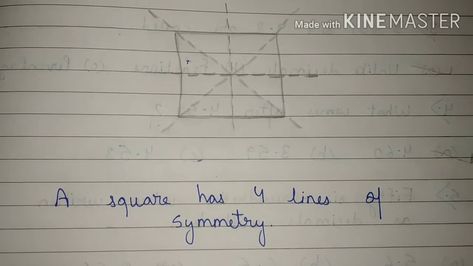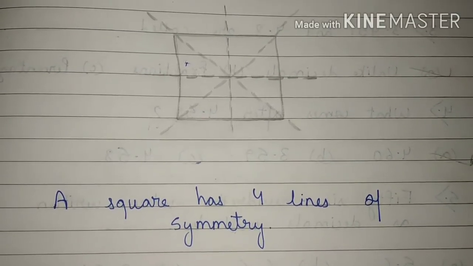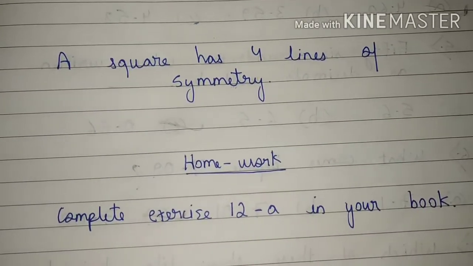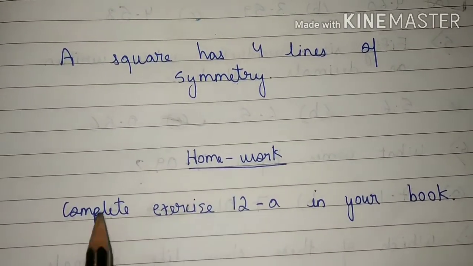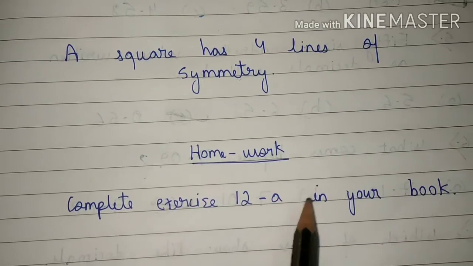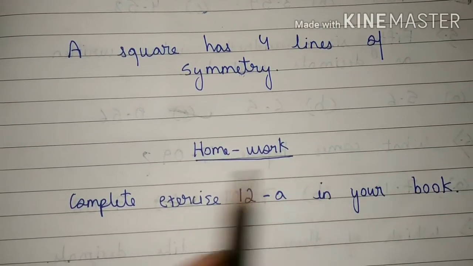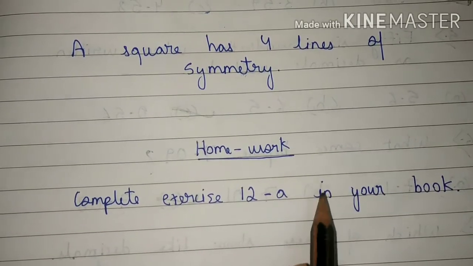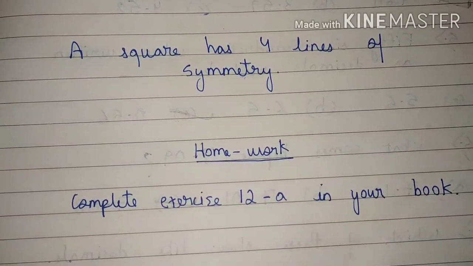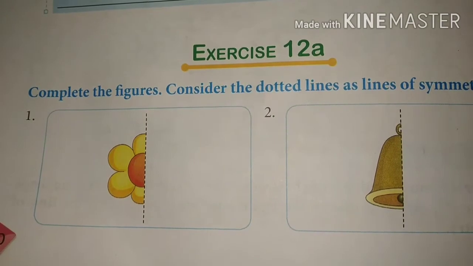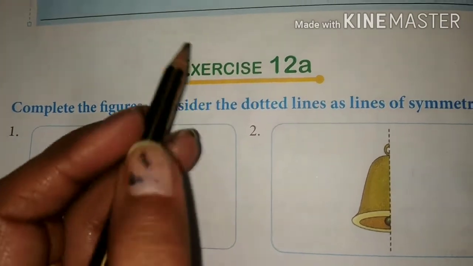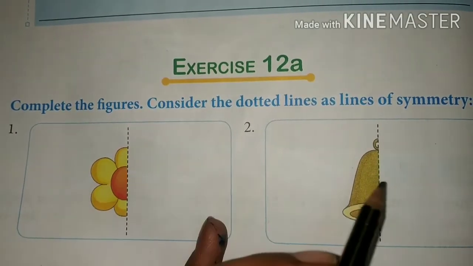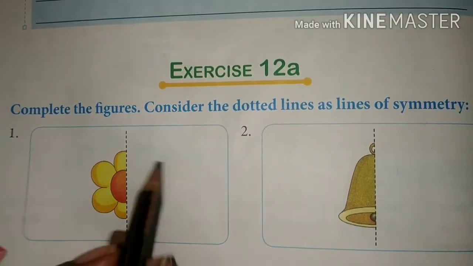Now students, symmetry in plane shapes is over now. So note down your homework. Complete exercise 12A in your book. Students, you have to complete exercise 12A in your book only. Students, this is exercise 12A. You have to do it in your book only, and this is your homework.